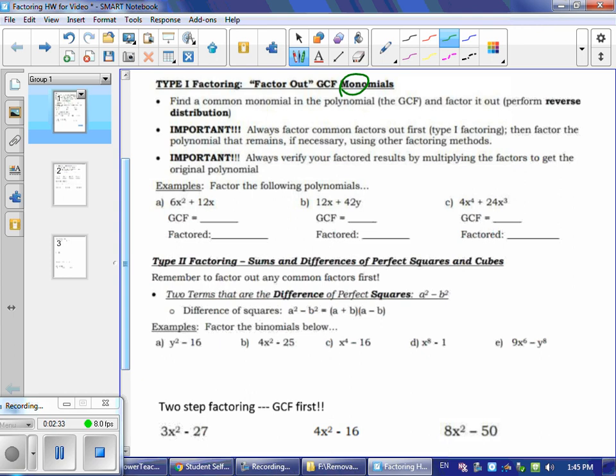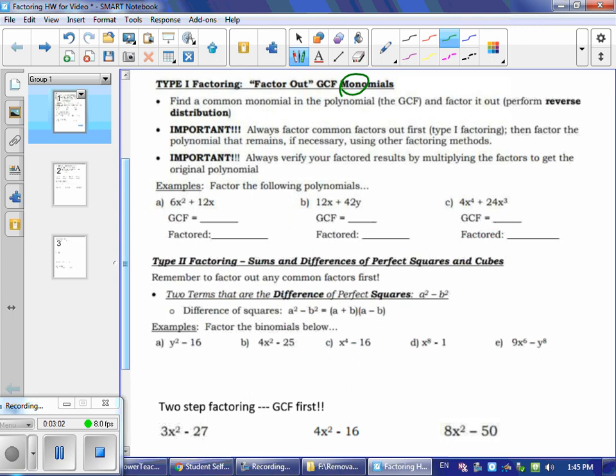Find a common monomial in the polynomial, or the GCF, and factor it out. Basically what we're doing is the idea of reverse distribution. So if you take something and you multiply it into a parentheses, we're taking that process backwards. That's the first thing you always do in any type of factoring problem, is look to see whether you have a greatest common factor to factor out.